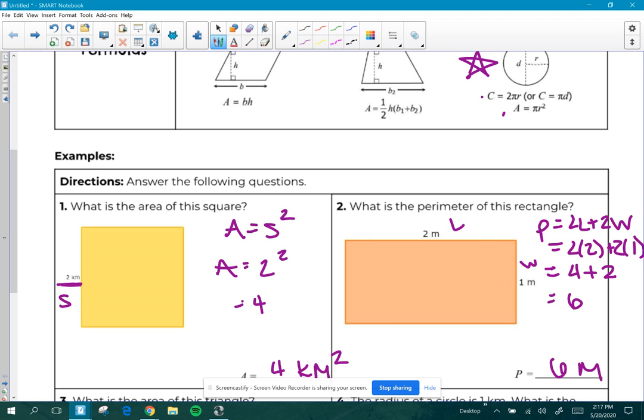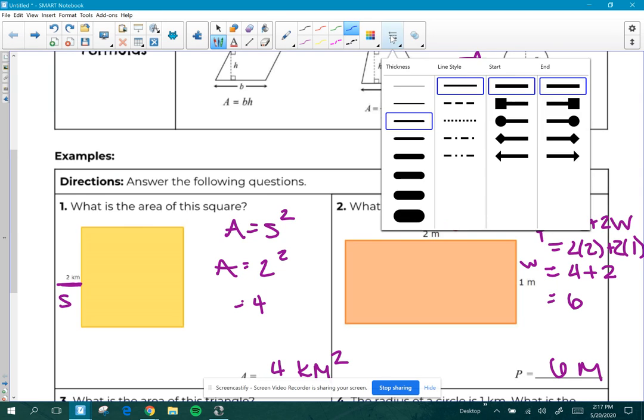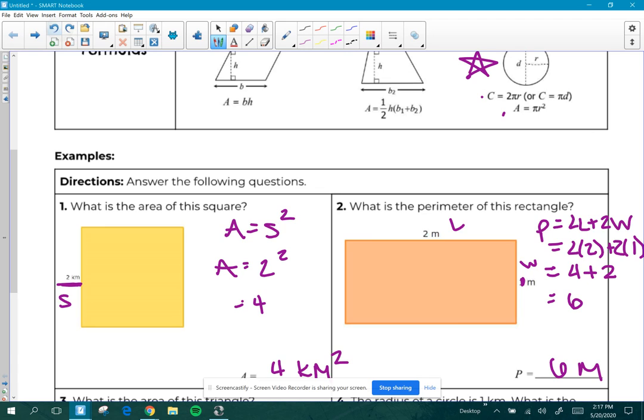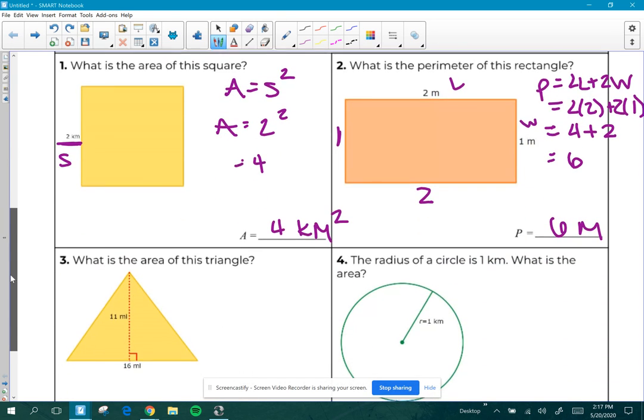Now the alternative is you can go around the shape and add up every edge of the shape. So I know that this is 1, this is 2, this is also 1, and this is also 2. So I can do 1 plus 2 plus 1 plus 2, and that will also give me 6. Two ways to approach the same problem.